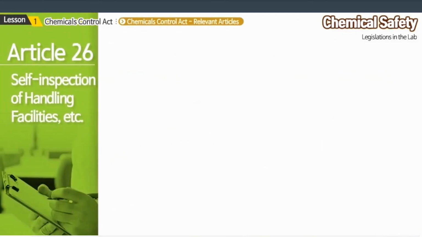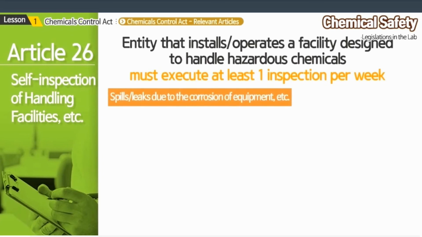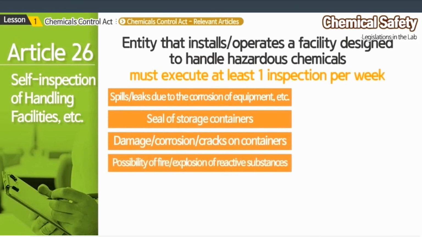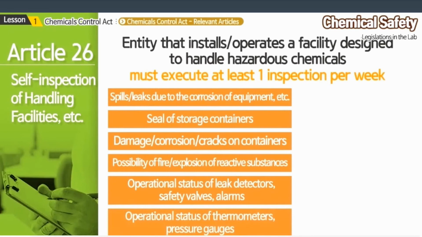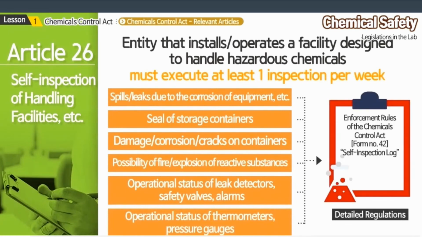Fifth, under Article 26, self-inspection of handling facilities, etc., an entity that installs or operates a facility designed to handle hazardous chemicals must execute at least one inspection per week. Inspections must focus on spill or leaks due to the corrosion of equipment, seal of storage containers, damage corrosion cracks on containers, possibility of fire or explosion of reactive substances, operational status of leak detectors, safety valves, alarms, and operational status of thermometers, pressure gauges. Detailed regulations are specified in the Enforcement Rule of the Chemicals Control Act, Form No.